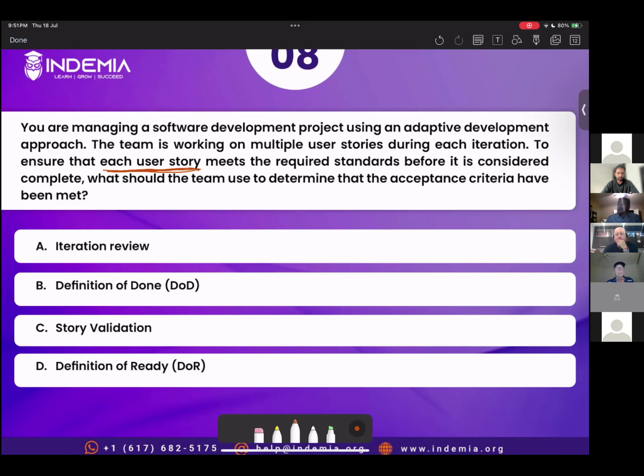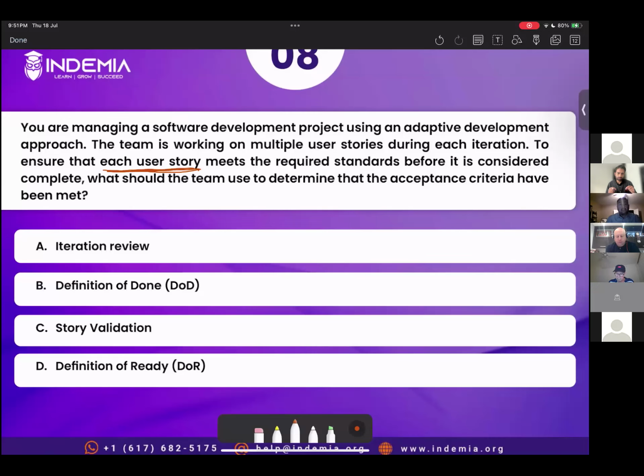So Suhas, you want to say something? Yeah, the question says what should the team use to determine, right? So iteration review is something which gets validated with the customer. The customer or a product owner will look into the acceptance criteria, but if the team has to validate it, that's the reason I felt story validation makes sense. All right, so Suhas, thank you.